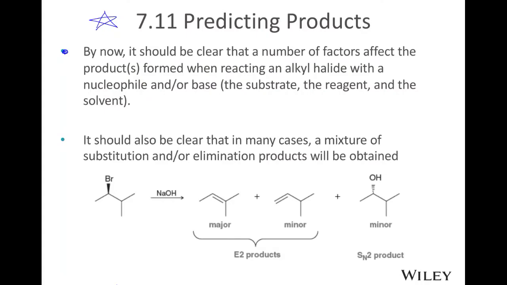Okay, let's take a look at chapter 7.11, which deals with predicting the products of substitution and elimination reactions. If you look at the second point here, it says it should be clear that in many cases a mixture of substitution and/or elimination products will be obtained. And that's the whole point of this section, which deals with determining what are going to be the major products, the minor products, and how do we determine what those are.